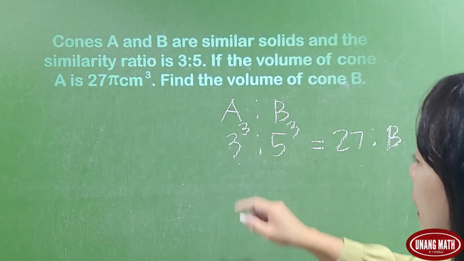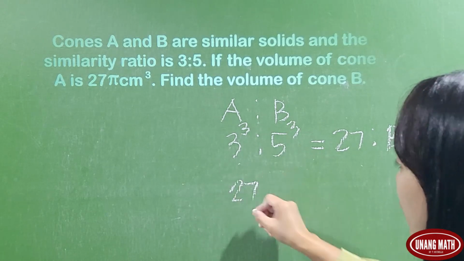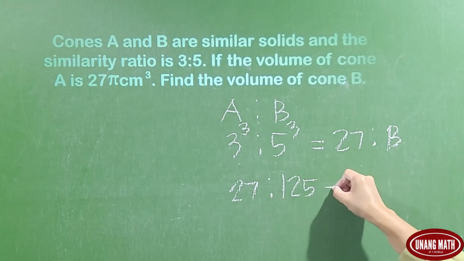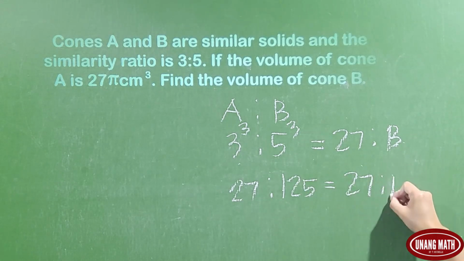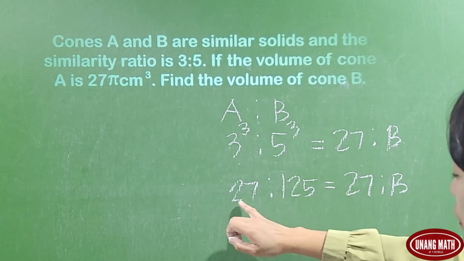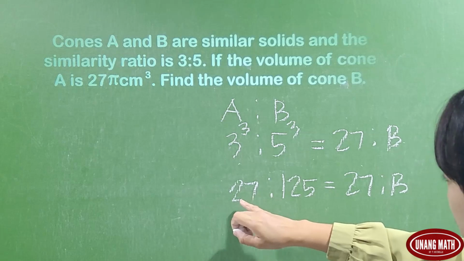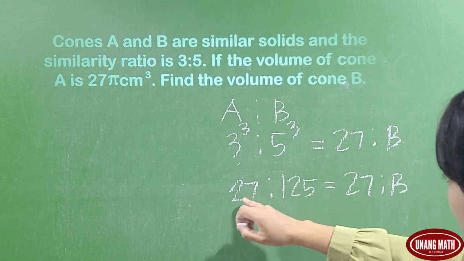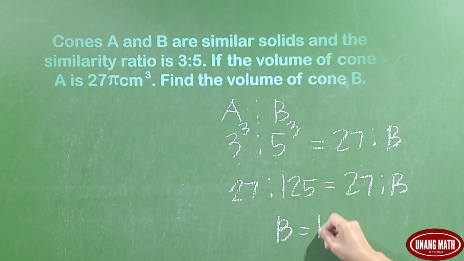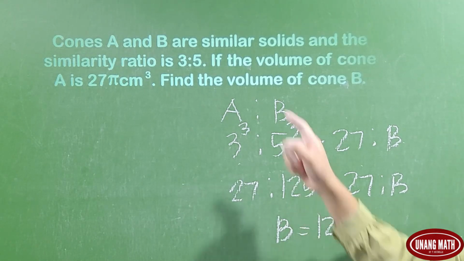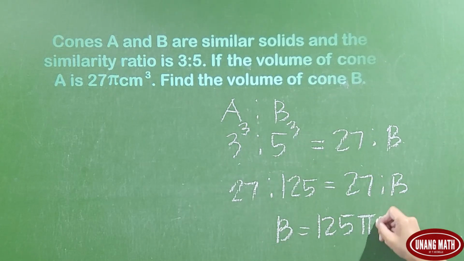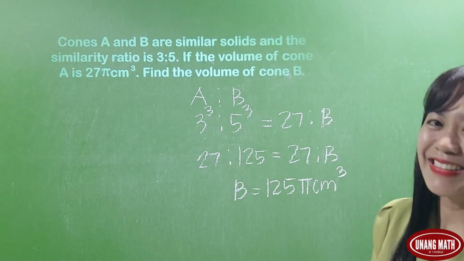So 3 raised to the power of 3 is 27. 5 raised to the power of 3 is 125. This is equal to 27 is to B. These numbers are big numbers if we multiply, so let's just take a look at this one. 27 is 27, so times 1. So it means B is 125. So the volume of cone B is 125 pi cubic centimeters.